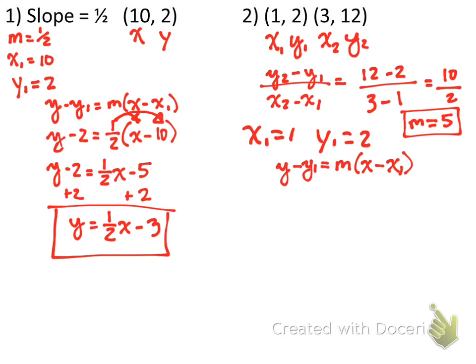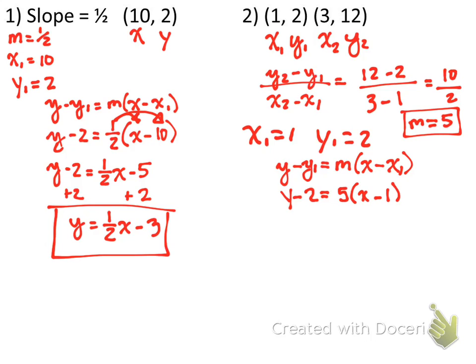We know our y1 is equal to 2, so it's going to be y minus 2 is equal to our slope of 5 times x minus x1. x1 is 1.